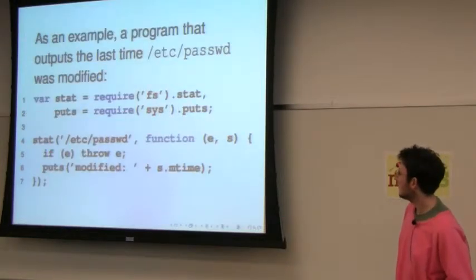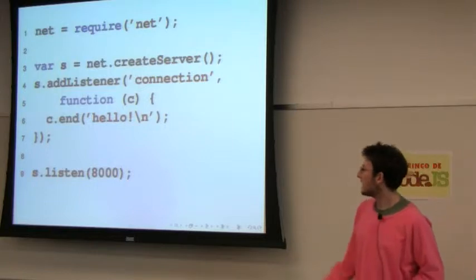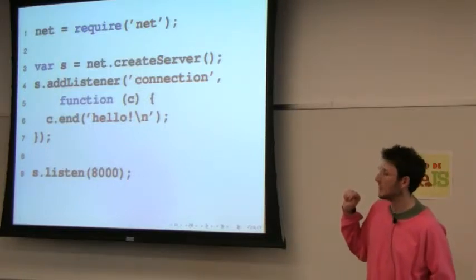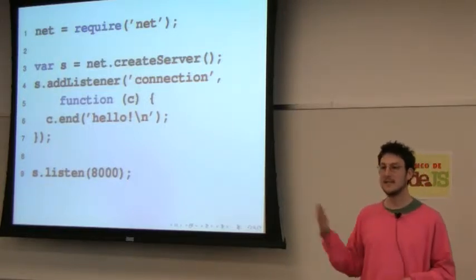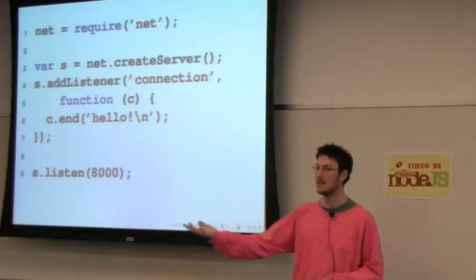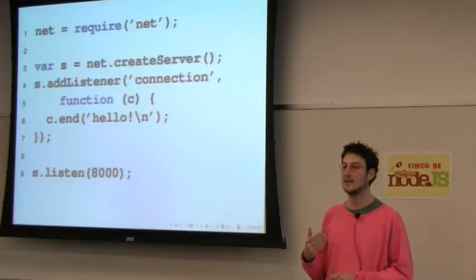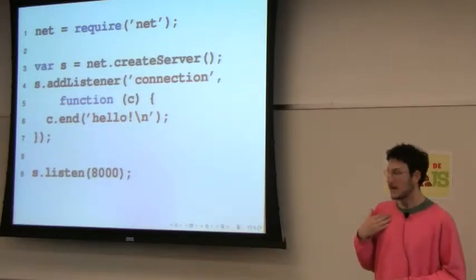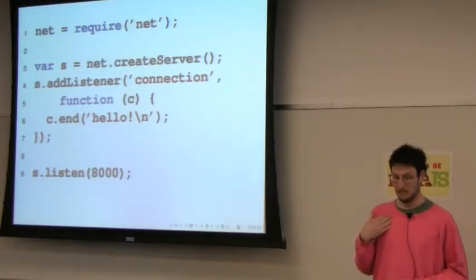And then when you get the callback, you call c.end, which sends whatever this argument is to the client, and then closes the connection behind it. And then we listen on port 8000.